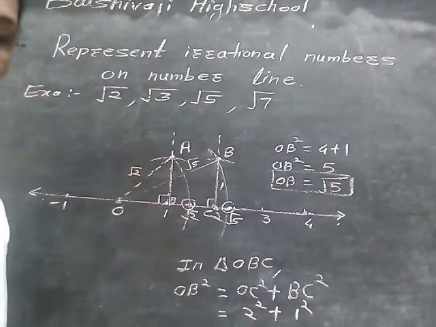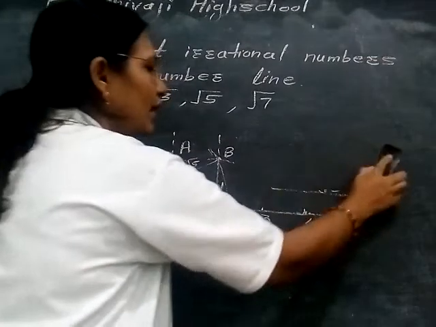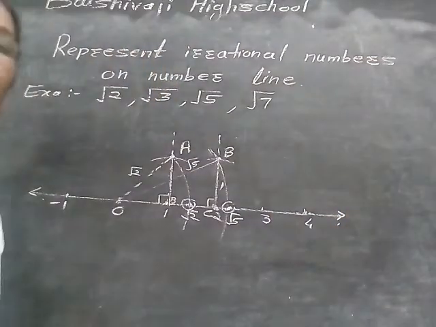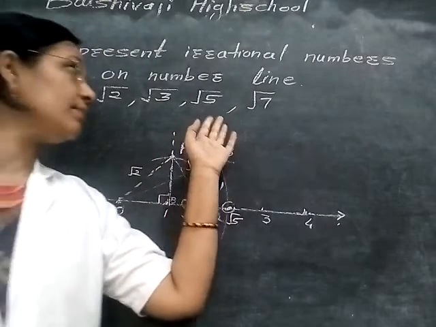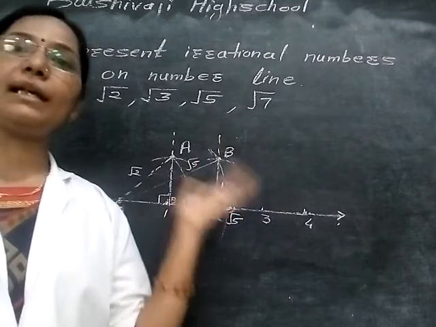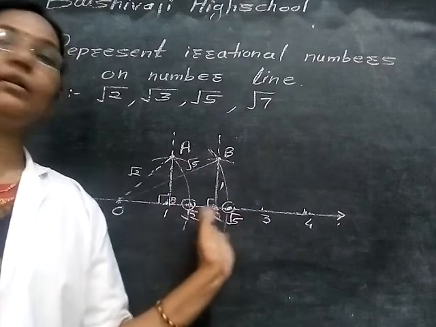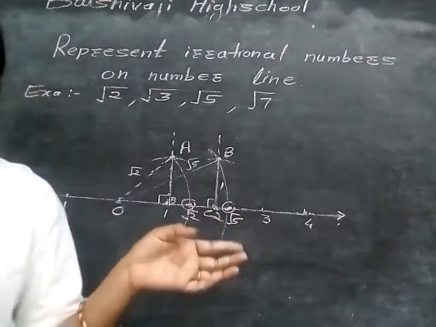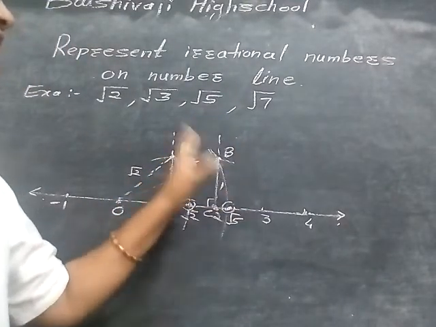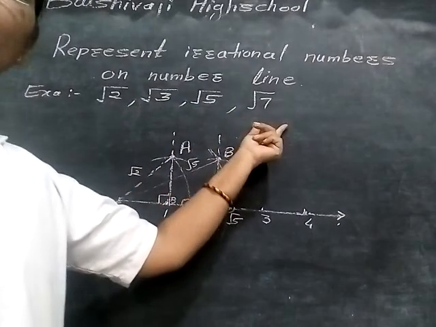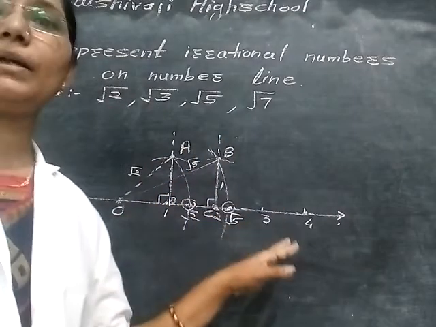In this manner you can represent irrational numbers on number lines. It may be root 2, root 3, root 5, root 7 or root 11. You can represent them in this manner on a number line. Now we have represented root 5 on a number line. The remaining terms, root 3 and root 7, are homework for you. You represent root 3 and root 7 on a number line.